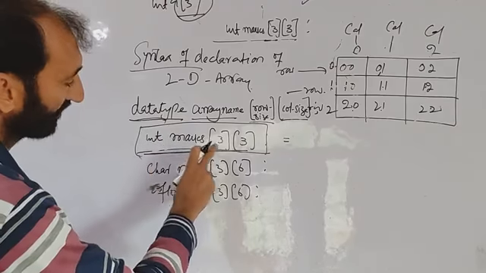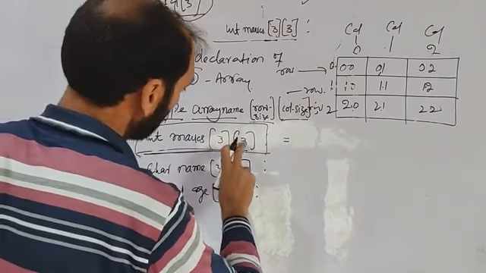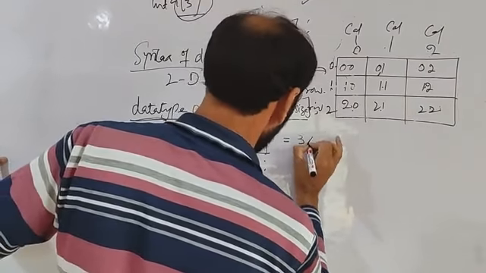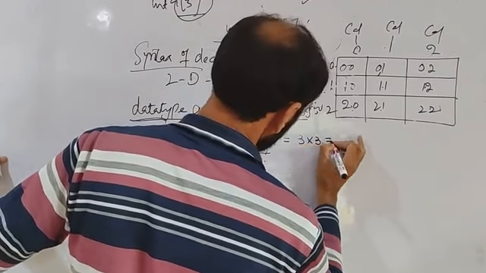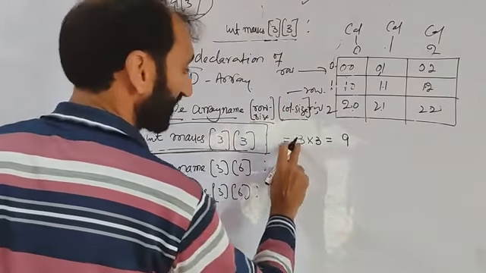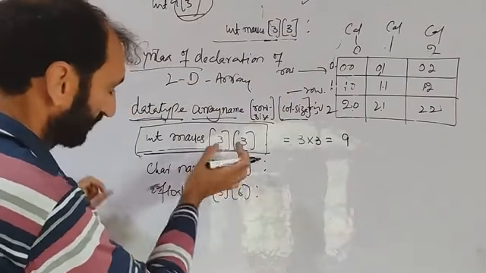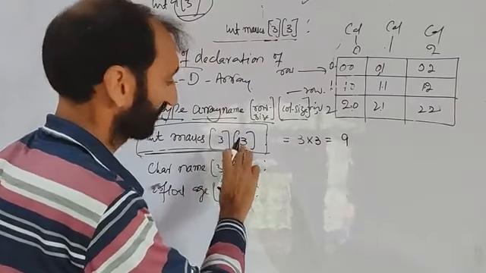If I declare the array as int marks[3][3], that means 3 into 3 is the size, and the total number of elements is 3 into 3, that means 9. 3 threes are 9. Good, the total elements of this array is 3 into 3, 9.